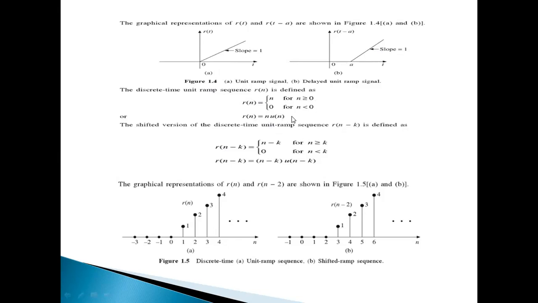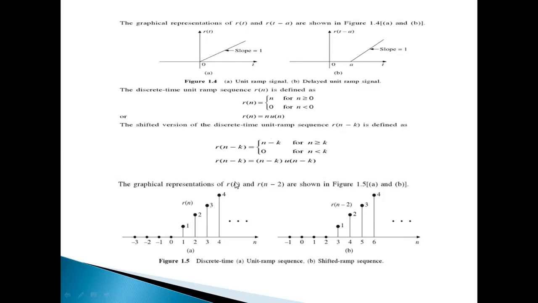R of n is equal to n into mu of n, the relation between the step and the ramp. And the shifted version of the discrete-time unit ramp sequence, R of n minus k, is equal to n minus k for n greater than or equal to k, and 0 for n less than k. And the shifted relation is R of n minus k is equal to (n minus k) mu of n minus k.